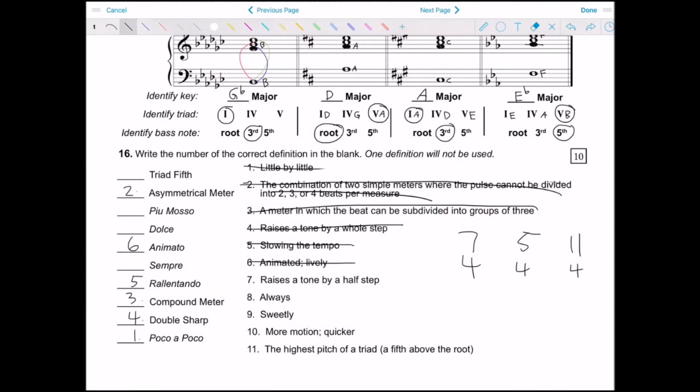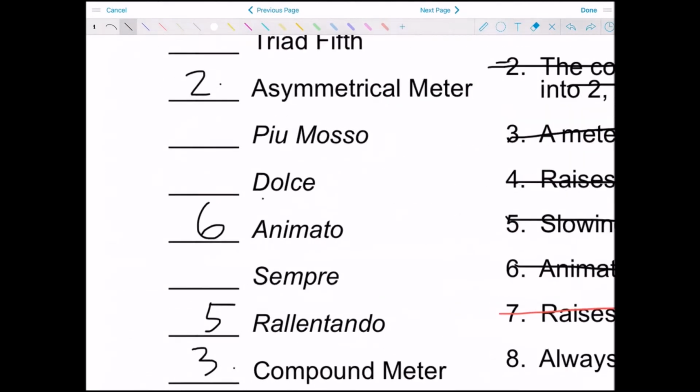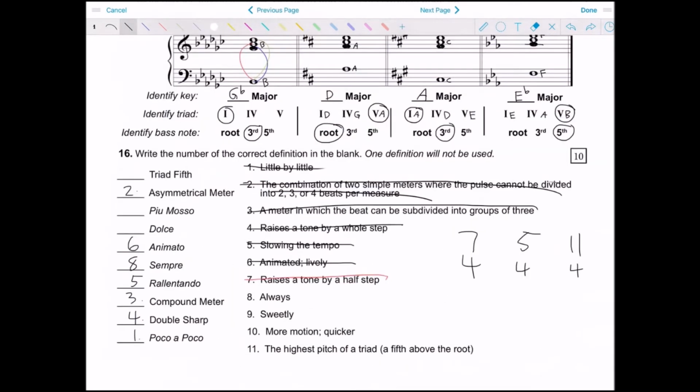Alright, number 7, raises a tone by a half step. That would be a sharp, but a sharp is not present. So that is the one that we're not going to use. Number 8, always. In Italian, the way you say always is sempre.